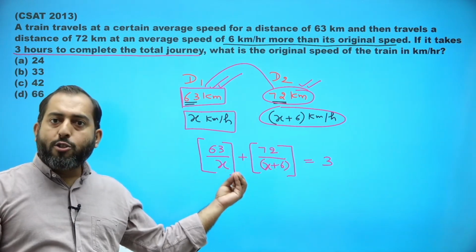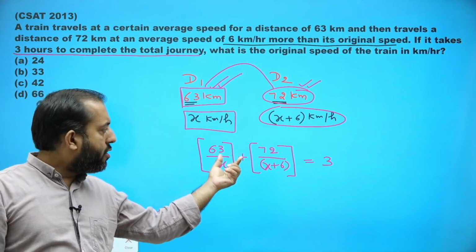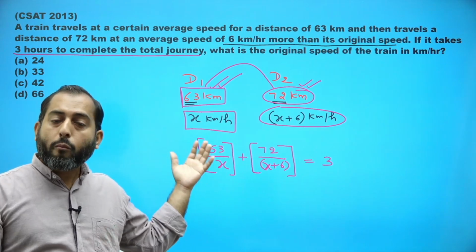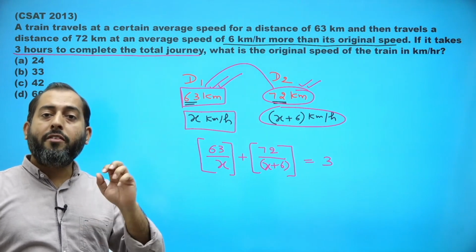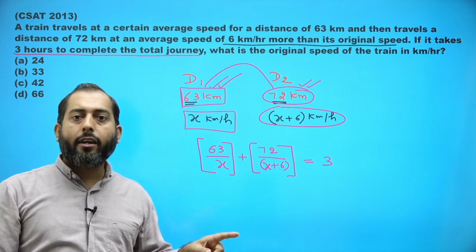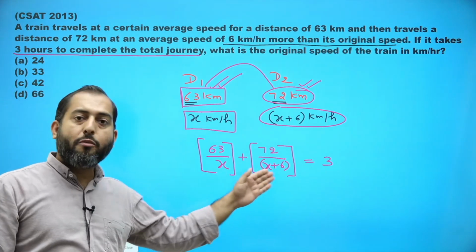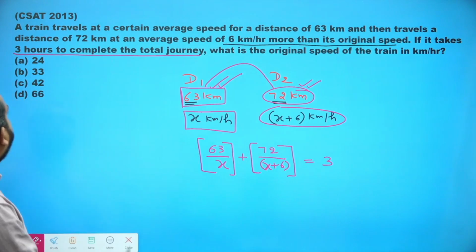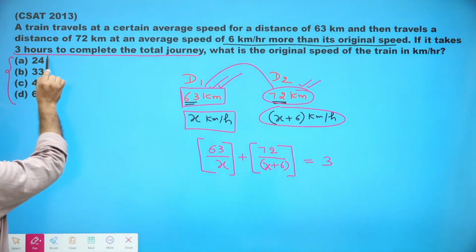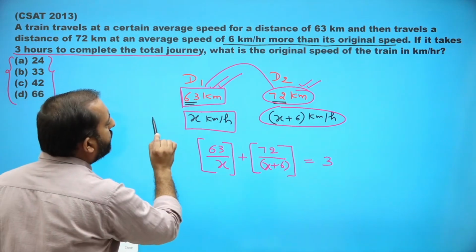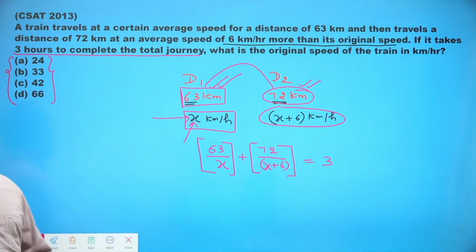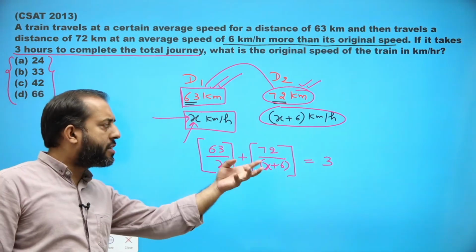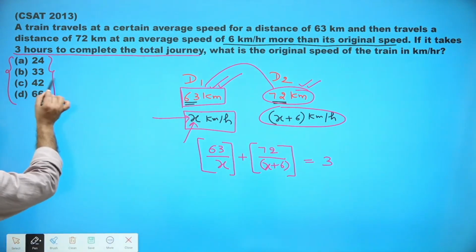Now there are two ways of dealing with this kind of scenario. Either you can solve this question by using a quadratic equation, but solving it by quadratic equation will become a very tedious task. Rather than that, try solving this kind of equation through options. In the options, the value of original speed is given and we have assumed original speed to be x. So let me pick the option with which I can cancel out 63 and 72 easily. So let's go for 42.